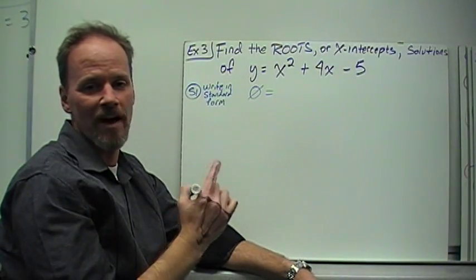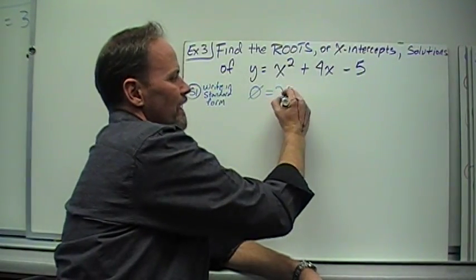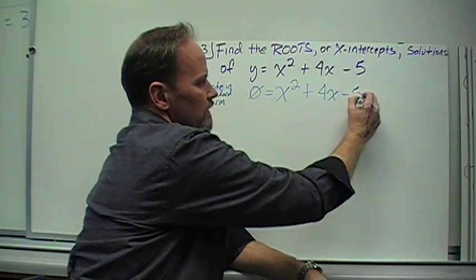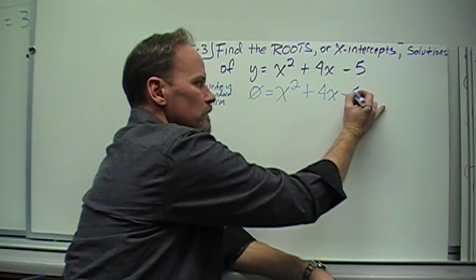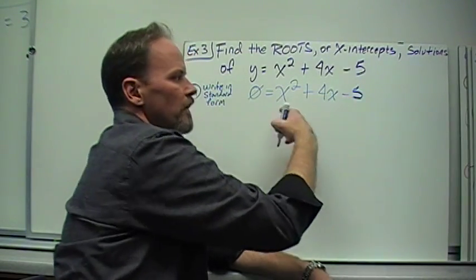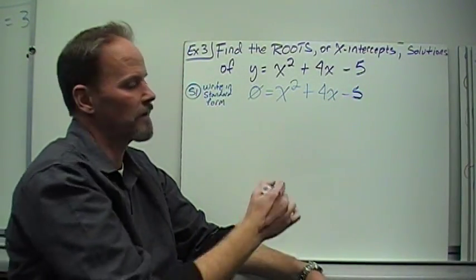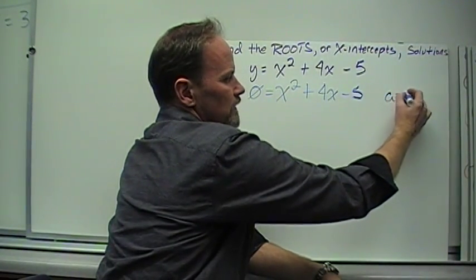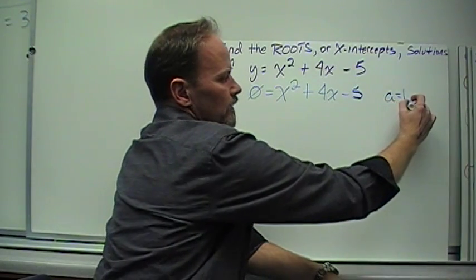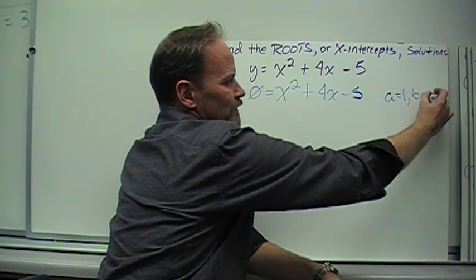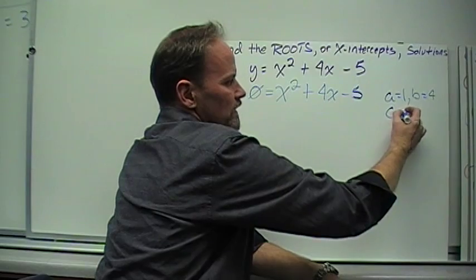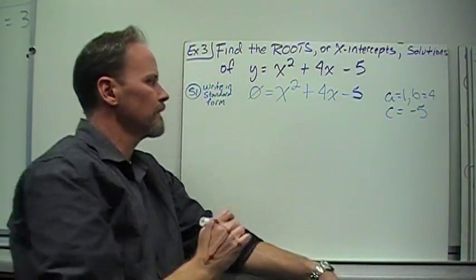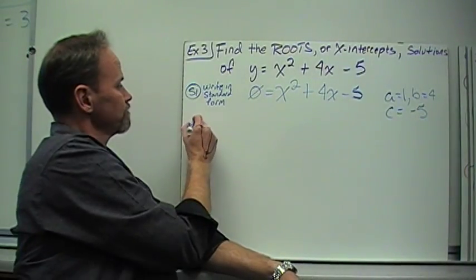I'm just going to change the y to 0. And we got x squared plus 4x minus 5. I just rewrote the equation. It's in standard form now because it's equal to 0. That means I know that a is 1 from here, b is 4, and c equals negative 5. Negative 5 from there.